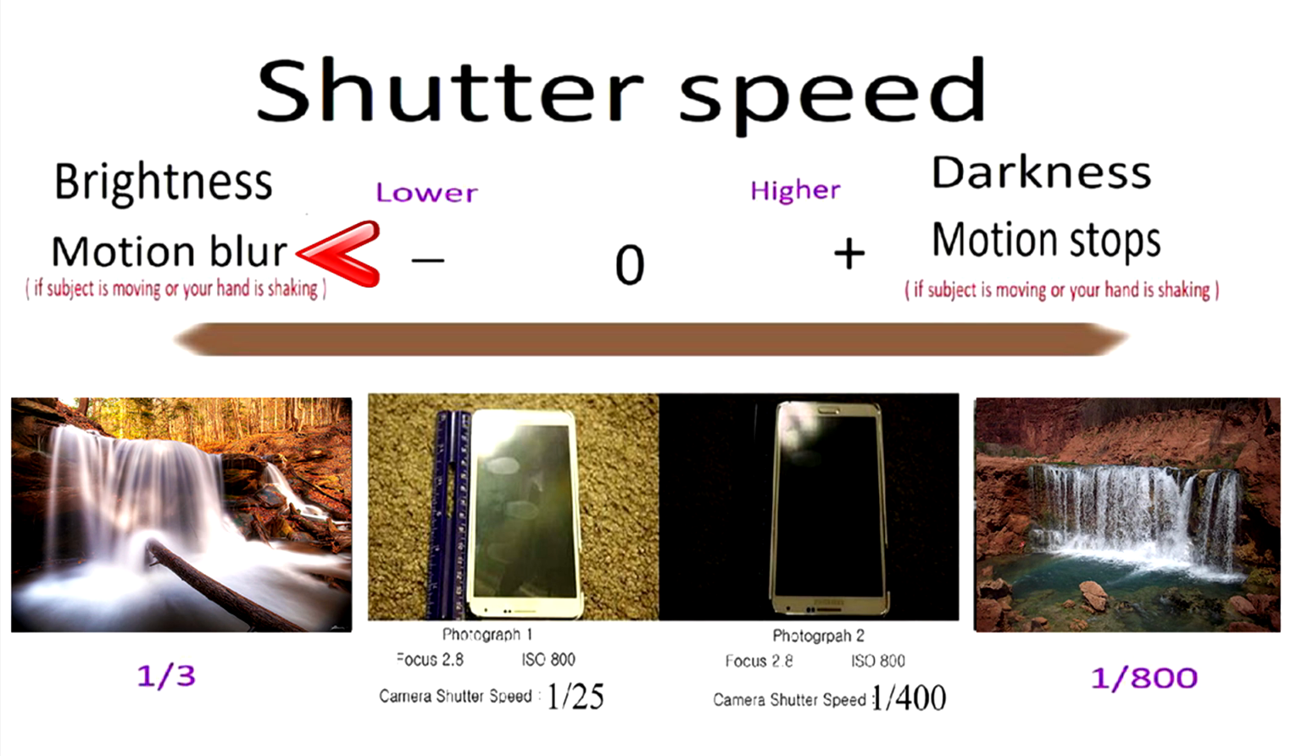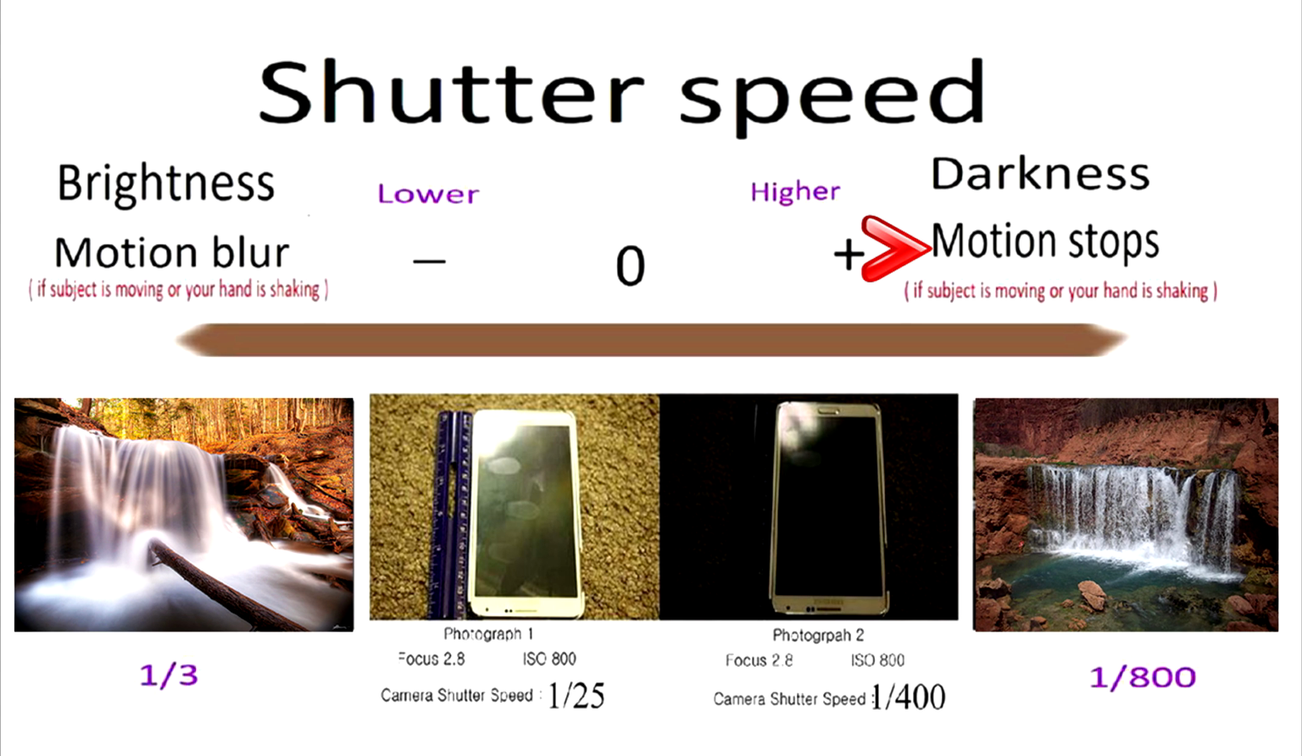If we make shutter speed lower, the photograph can be seen blurred, especially if the hands are shaking or the subject is moving, plus brightness. And second, if we make a higher number of shutter speed, we can see motion stops, especially if the hands are not stable or the subject is moving.